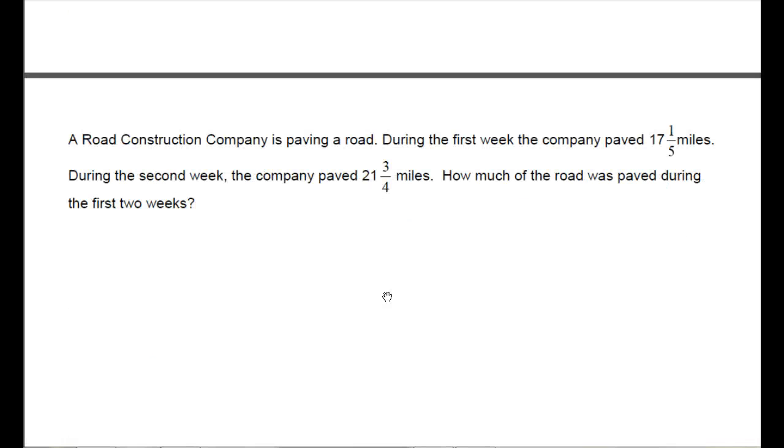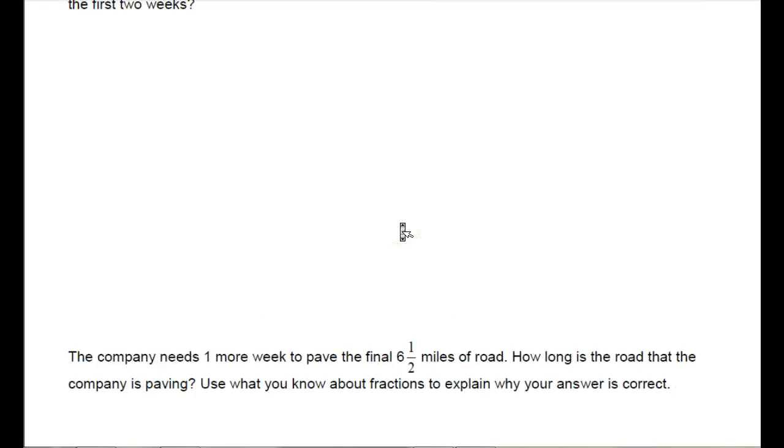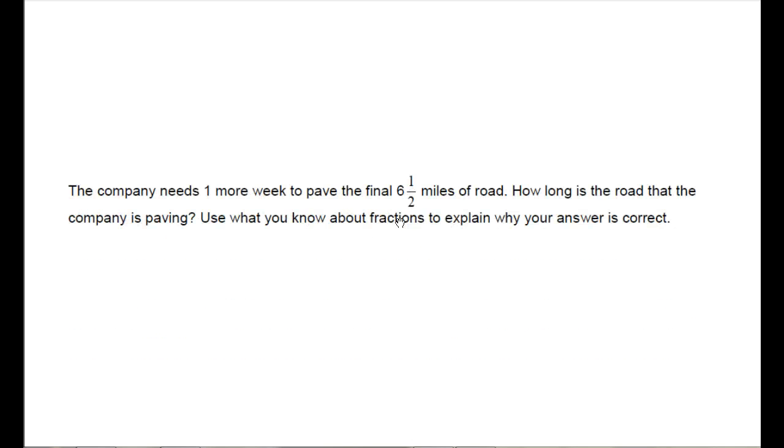This one is kind of a 2-part problem. So students have to find an answer for the first part of how much of the road was paved during the first 2 weeks by adding the 2 mixed numbers. And then the second part, they have to do an additional step. And they have to explain how they got that.